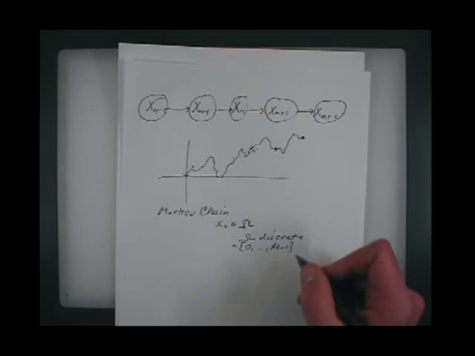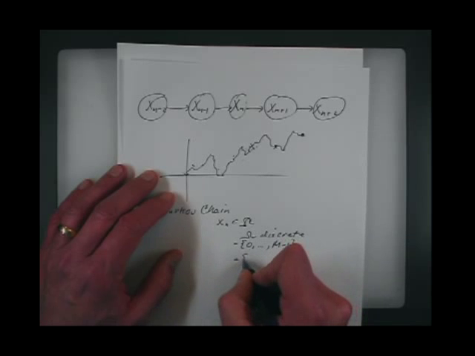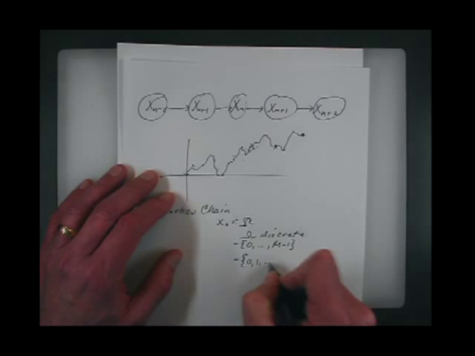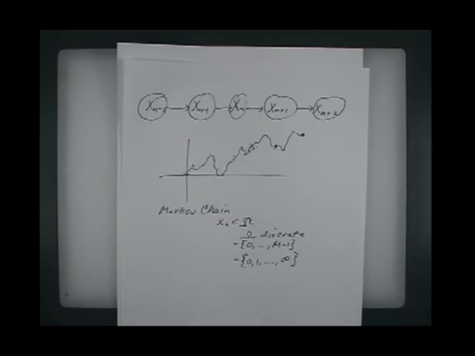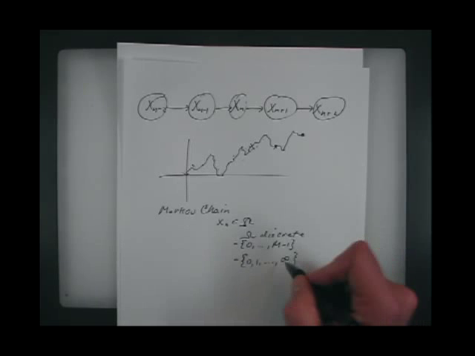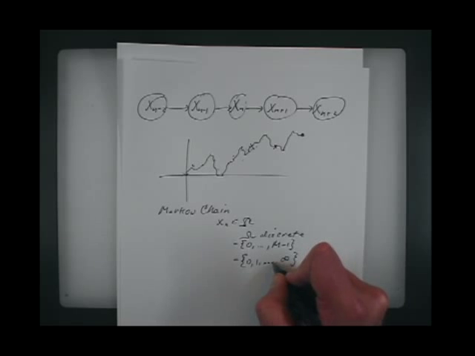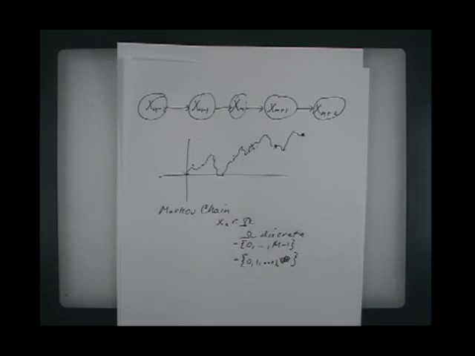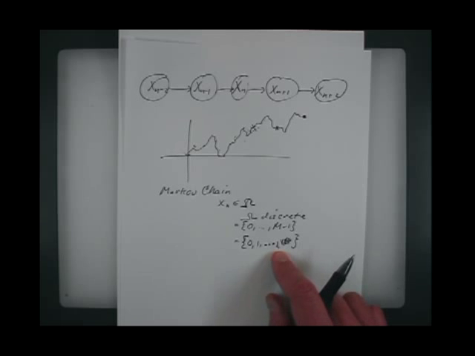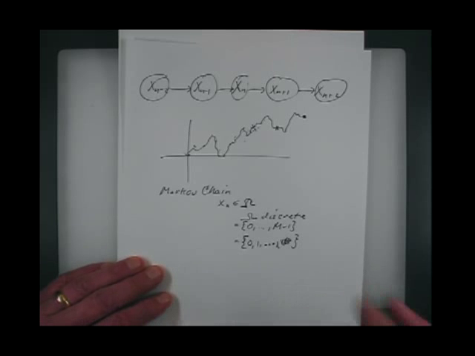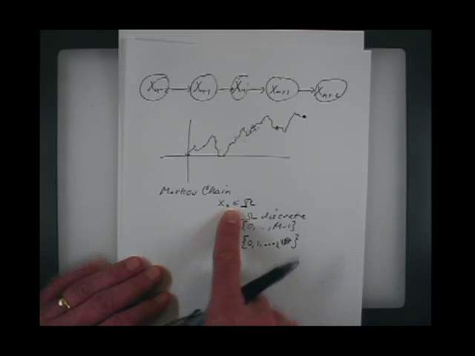It could also be that m is infinity, so it could be the set 0 through infinity, with infinity not inclusive, usually. Maybe a better way of doing this is to just put three dots, and infinity is not included. That's a countably infinite number of elements. That's distinct from an uncountable set, like the real numbers. So a Markov chain implies that the state is discrete.